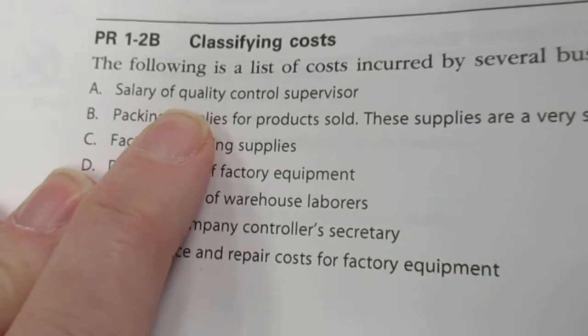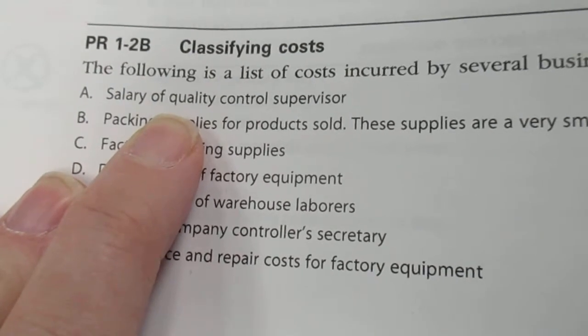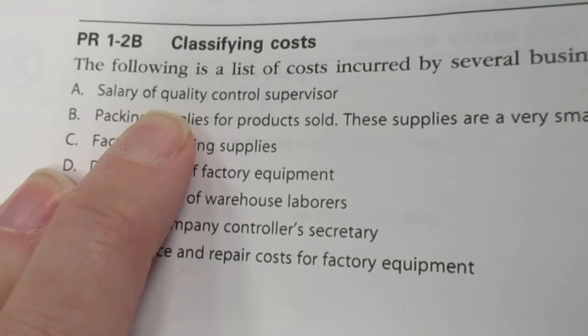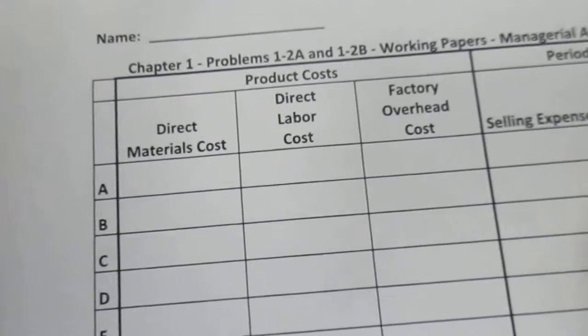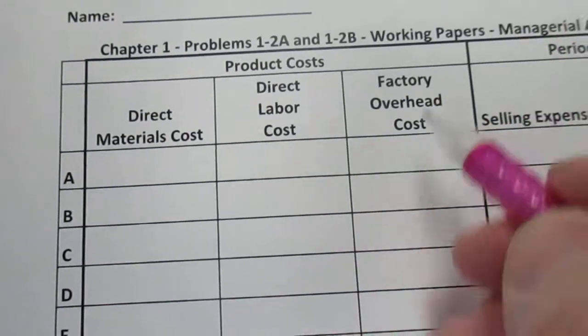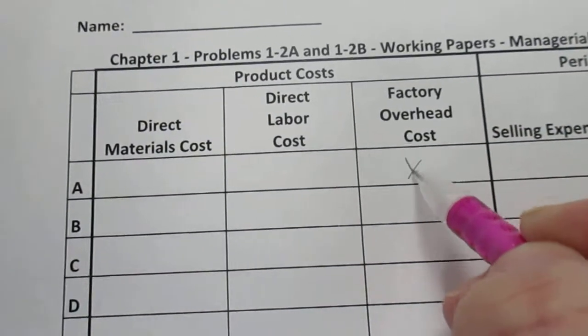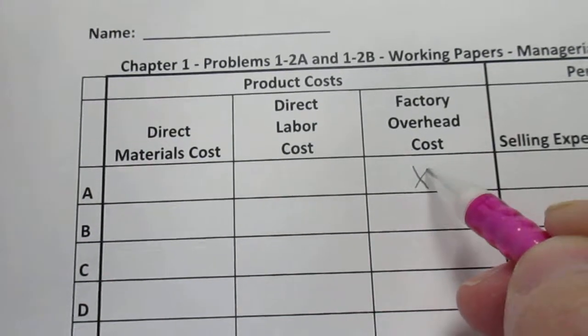So the first one is letter A, salary of a quality control supervisor. Okay? So a quality control supervisor isn't necessarily somebody that's creating the product, but they are working in the factory, so they're going to be a factory overhead cost. So we're just going to put an X there.